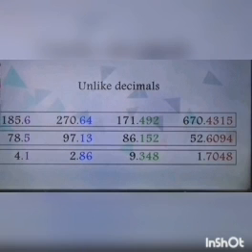So now what are these? These are unlike decimals because they have different numbers of digits after the decimal point. So 185.6, 270.64, 171.492, 670.4315 are unlike decimals because they all are different. It means they all have a different number of digits after the decimal point. So unlike decimals have different numbers of digits after the decimal point.